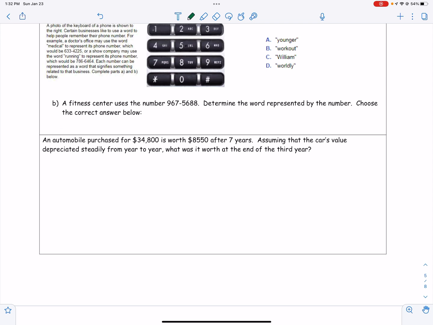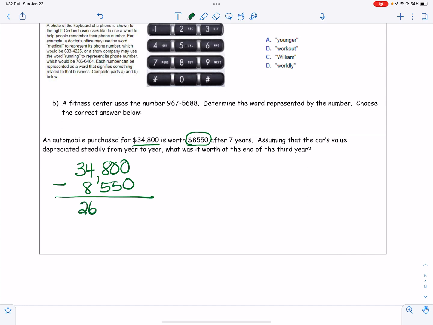And this is just talking about depreciation. So you purchased a car for $34,800, and then after 7 years, it was only worth this. So we want to find out the total amount of depreciation. So 34,800 minus 8,550 tells us that the car in 7 years depreciated $26,250. Now, we're going to assume that it's going to depreciate at a steady rate.